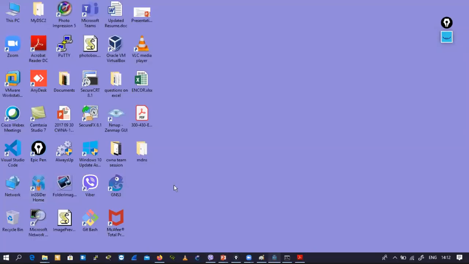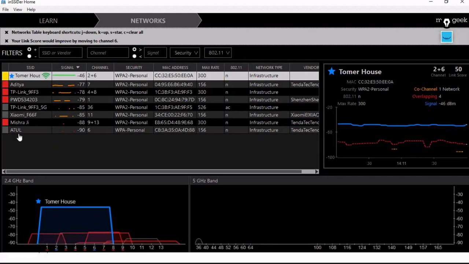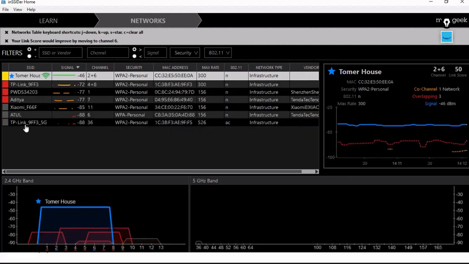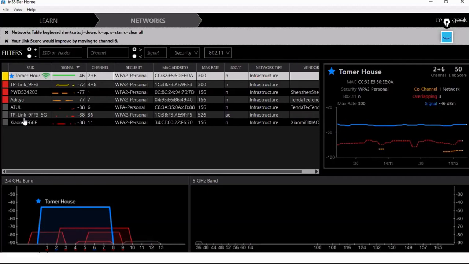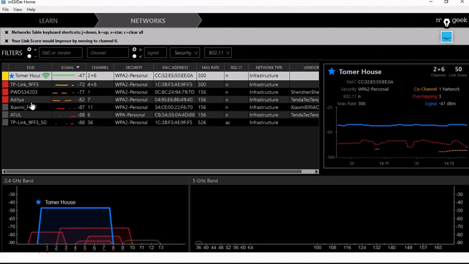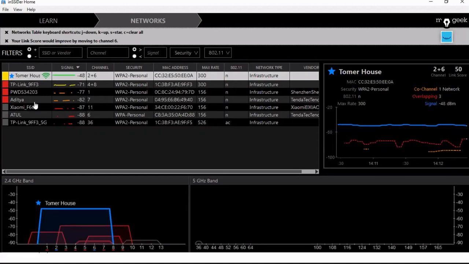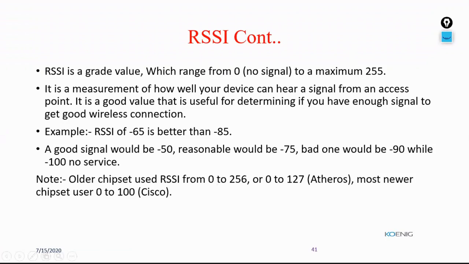You can open the inside one more time and you can see here, I have Atul. I don't know who this is because my access point is scanning Atul also. Might be Atul is my neighbor, one hop away. I'm receiving 88. If I want to connect my laptop with 88, I am not able to download or upload anything, because a signal strength of 88 means not reasonable. So this is the concept of RSSI in CWNA.